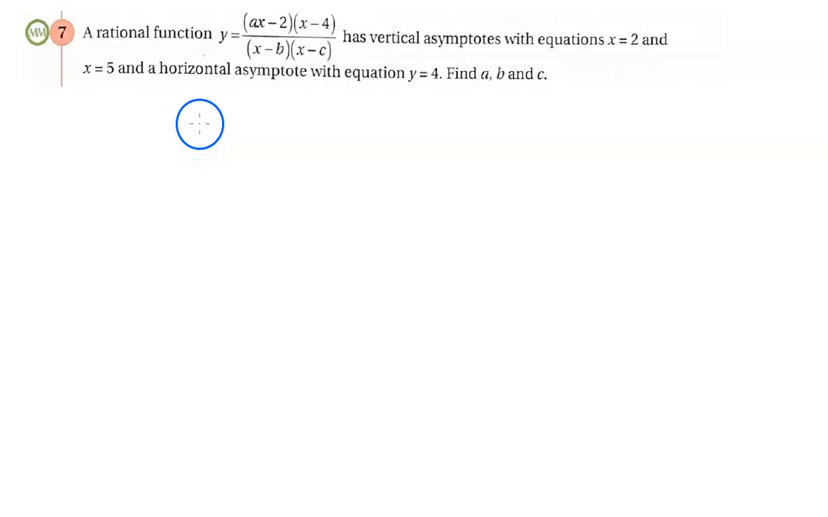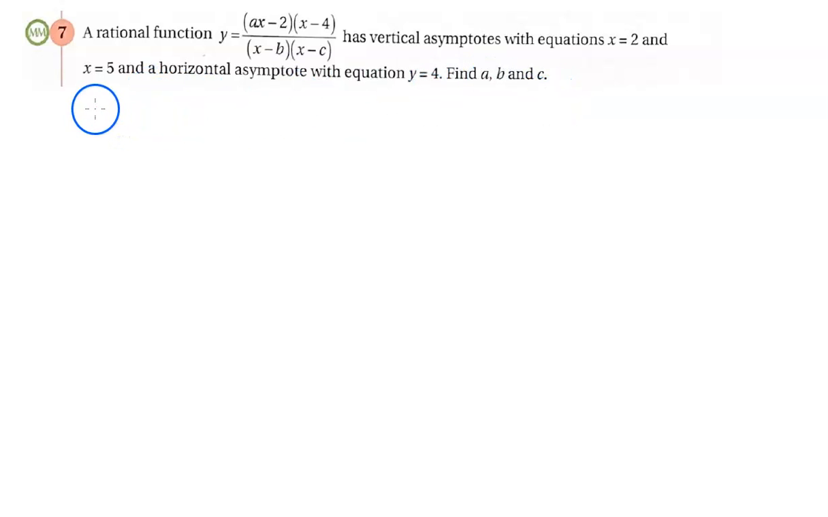In this video, we'll take a look at some of the problems from exercise set 2.2a. Question 7. A rational function y equals a(x − 2)(x − 4) divided by (x − b)(x − c) has vertical asymptotes with equations x equals 2 and x equals 5, and a horizontal asymptote with equation y equals 4. Find a, b, and c.